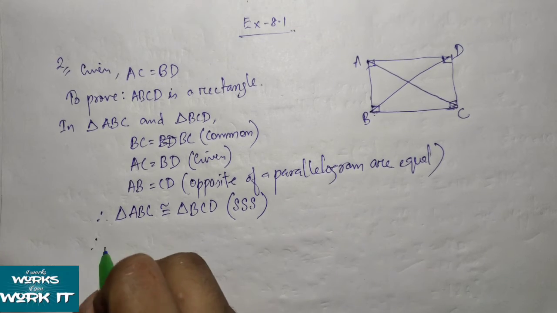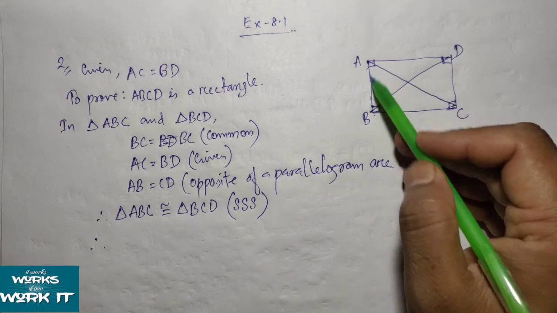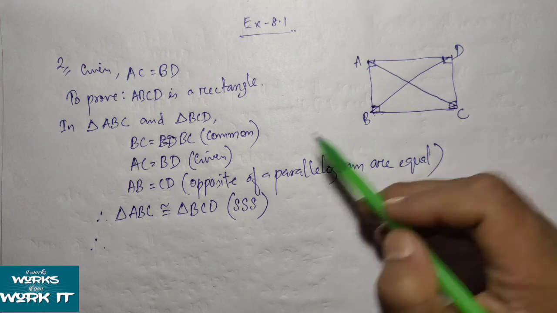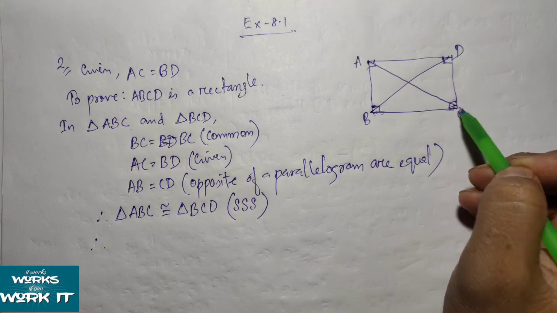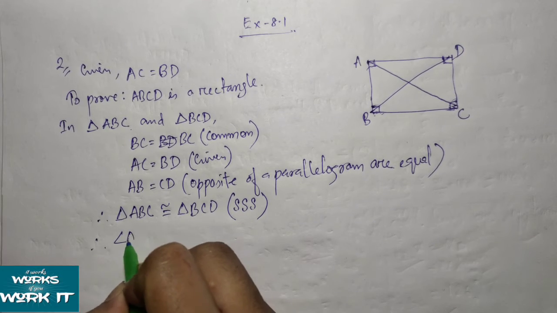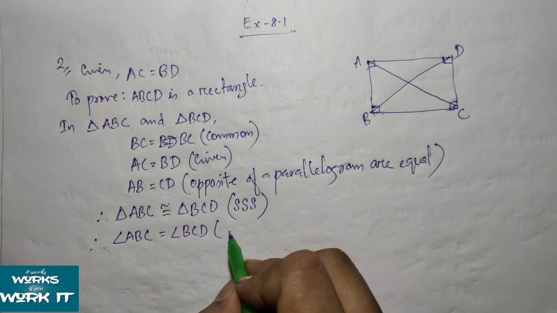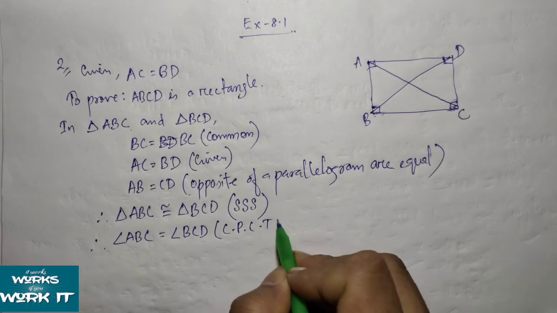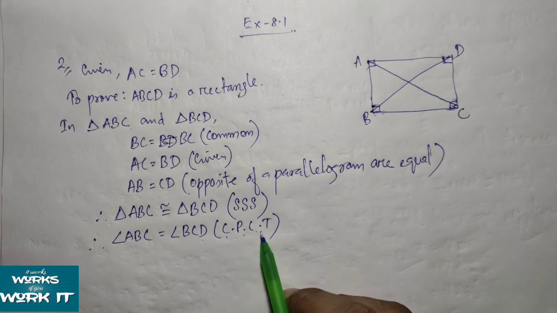Using this congruency, what we can conclude here is that angle ABC of triangle ABC and angle BCD of triangle BCD will be equal. So angle ABC is equal to angle BCD, and we write CPCT. You already have the full form: corresponding parts of congruent triangles.